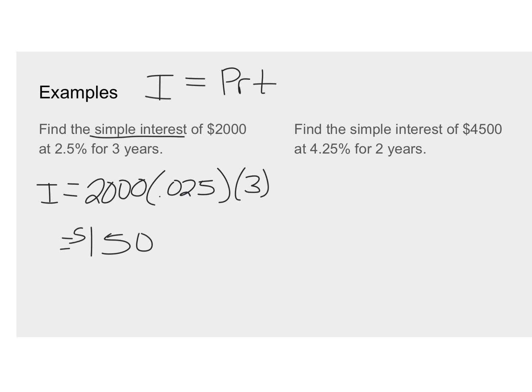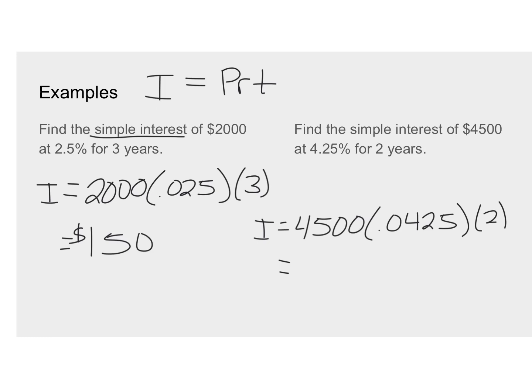All right. Let's try the next one. Interest. What's our principal amount? It's 4,500. Thank you. 4,500. What's our rate? 0.0425. And what is my time? 2. What do I do with all of those numbers? Multiply. Someone brave enough to tell me what they got when you multiply those? Abel. $382.50. Yeah.